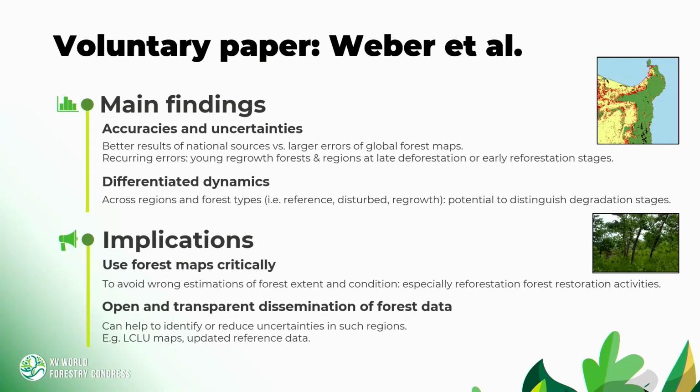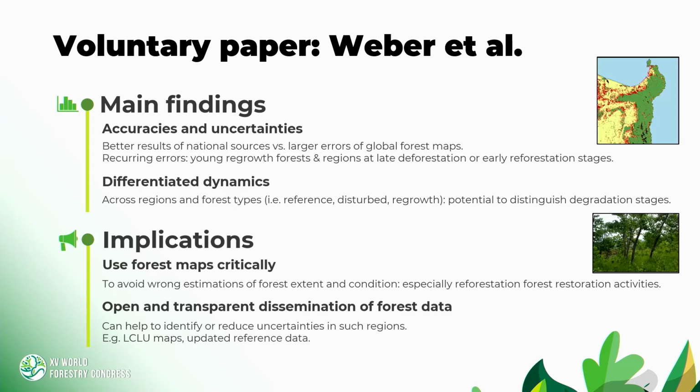So these results suggest, first of all, to use these global and national maps, despite being a useful and important key source of information, critically, basically, to avoid extracting wrong conclusions, not only on forest extent, but also on its condition. And as our results show, this could be especially relevant in these areas where current forest restoration initiatives take place, namely in these advancedly deforested or early reforestation areas.